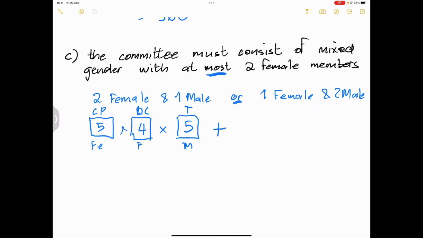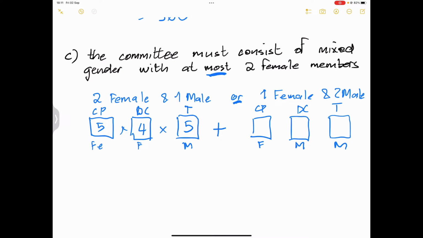It's a dependent outcome. The outcome depends on what we choose, right? So in this case, 1 female. Let's consider again, you've got chairperson, deputy chair, and treasurer. What if we considered a possibility of having a female there, a male there, and a male there? That's still a mixed one, right?